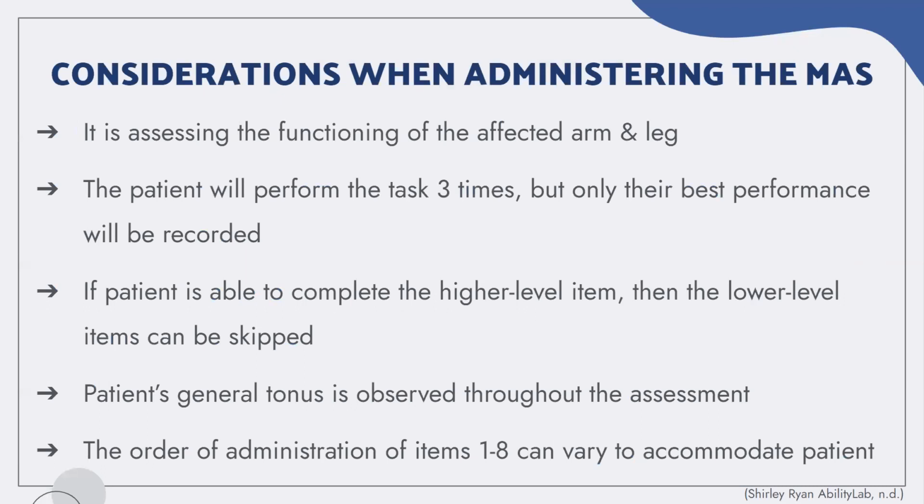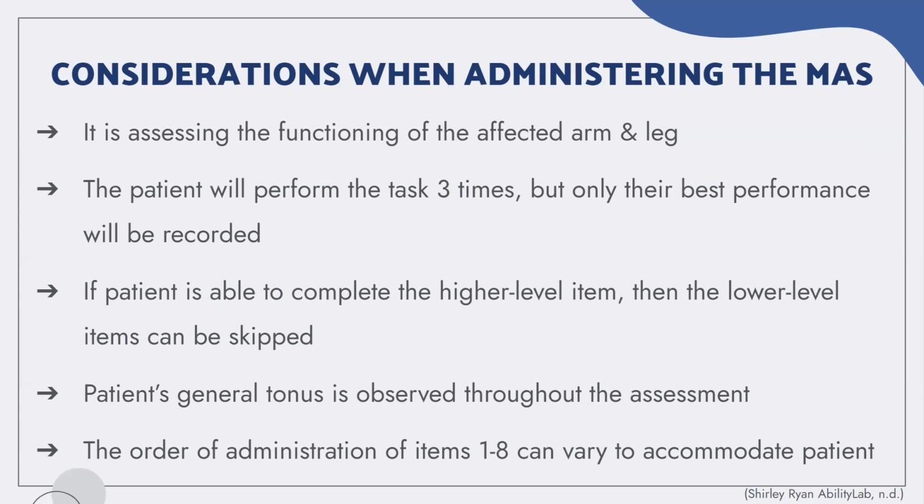So some considerations when administering the MASS. It is assessing the functioning of the affected arm and/or leg. The patient will perform the task 3 times, but only their best performance will be recorded. If the patient is able to complete the higher level item, then the lower level item can be skipped. This is because it's assumed that if they can accomplish the higher level task, then the lower level items are easily achievable. So it's like a hierarchy.